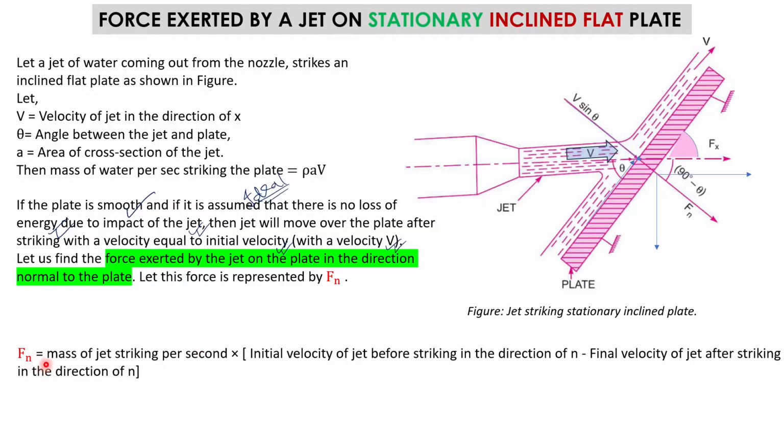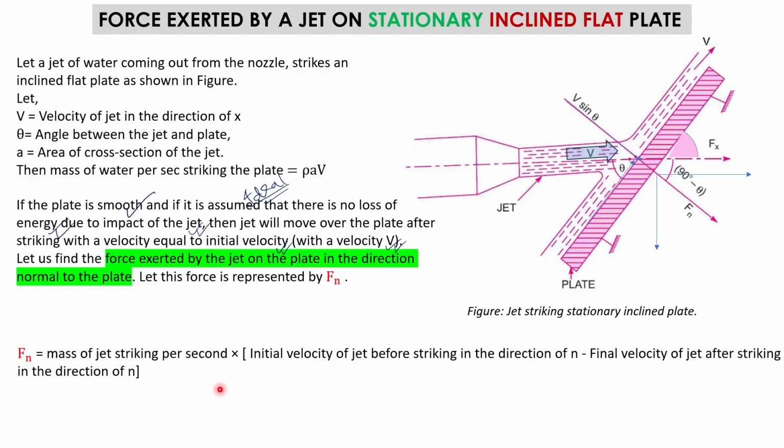Previously, I have shown you that the force will be measured using the mass of jet striking per second. So basically, this is the mass flow rate into the initial velocity minus the final velocity. But as this is Fn, of course the velocity will be in the direction of Fn. So according to Newton's second law, the initial velocity and the final velocity will be in the direction of Fn, which is the normal direction of the inclined plate, right?